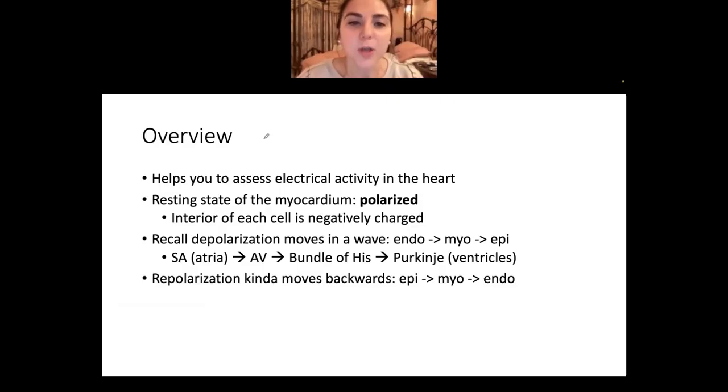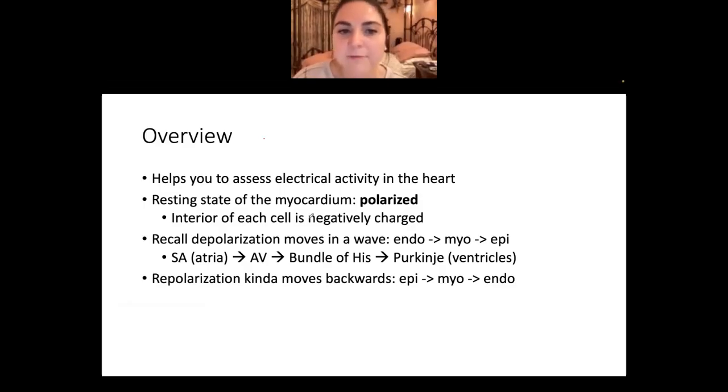But okay, so this is how I explain EKGs, because I think it helps make sense of which way the lines are going. So how to think about it is the myocardium, where all those muscle cells are, usually at rest, they're polarized. That means the inside is going to be negatively charged, the outside is going to be positively charged. Hopefully that makes sense, because when the ions start flowing, that's what causes contractions.